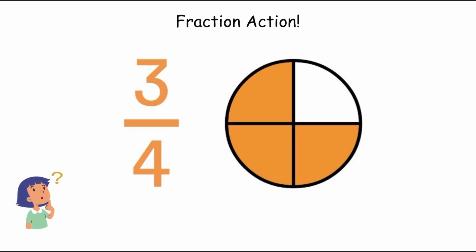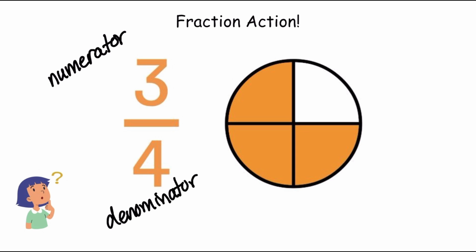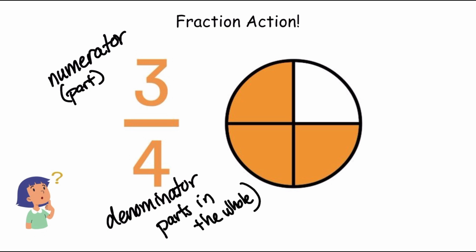What we're doing is taking images like this and representing them as a fraction. This fraction has two numbers, a numerator and a denominator. The numerator tells us how many pieces we have. This is what's telling us the part, the pieces. And the denominator tells us how many parts in the whole. So what does that mean?